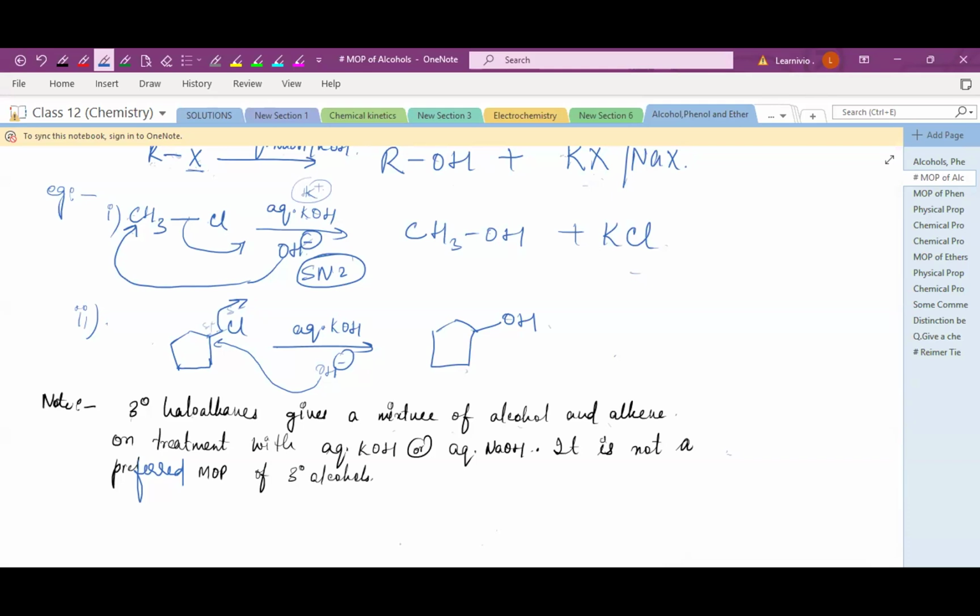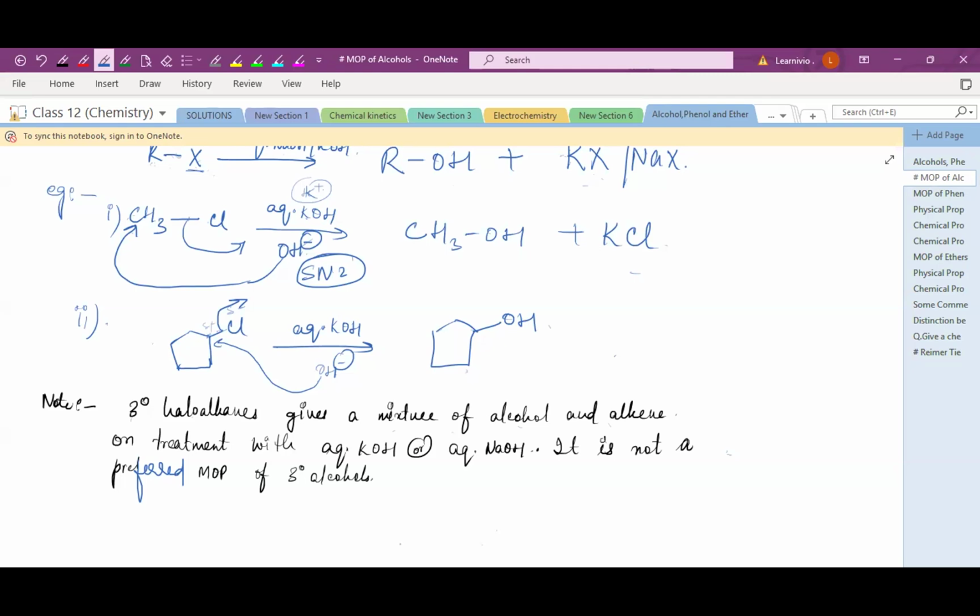And write on the note, when you are using a tertiary haloalkane, you know very well, it will give you a mixture of alcohol and alkene on treatment with aqueous potassium hydroxide or sodium hydroxide. So we don't prefer tertiary haloalkanes in the method of preparation when you have to prepare the alcohol. You can take either a primary haloalkane or a secondary haloalkane.